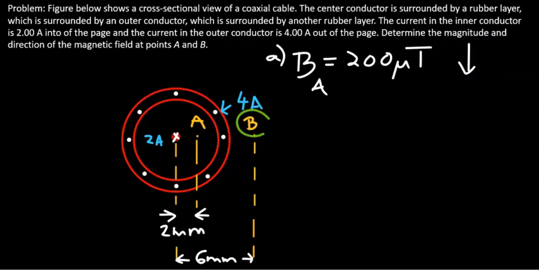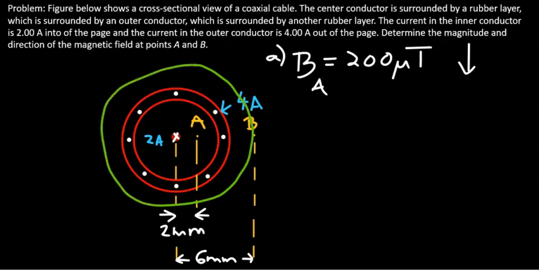Now let's look at point B. What is the field there? We can use a circular path through that point B like that, whose radius is 6 millimeters. The magnetic field at point B has 2 contributions. One is due to the central current, the other is due to this 4 ampere current. Now let's apply Ampere's law.